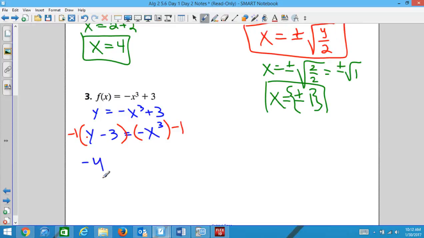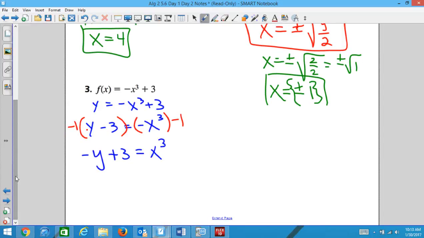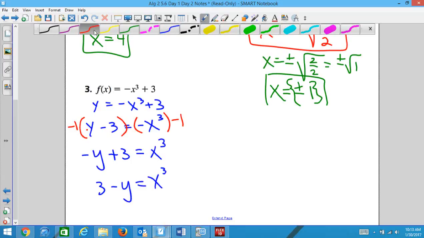So I get -y plus 3 equals x cubed. Or if you want, you could write it as 3 minus y, if you like that better. I prefer that better, but it's up to you. Do you know what I just said? Yeah, you flipped it. No, I didn't flip it. Yeah, you did. You know what I mean, Chris. I know what you mean, but I'm giving your vocabulary a hard time. It is a commutative property.